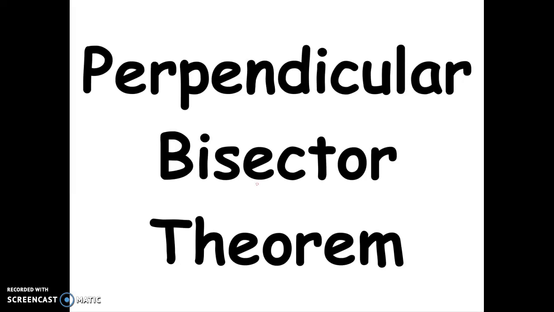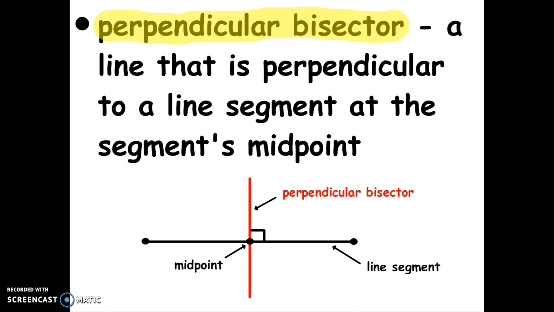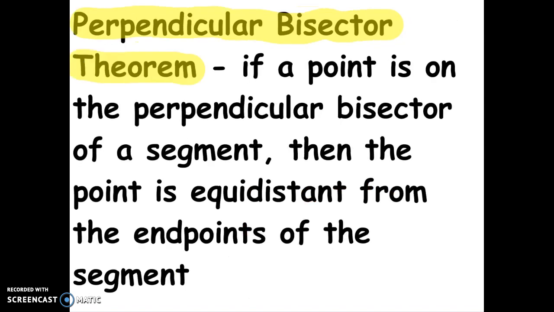Perpendicular bisector theorem. A perpendicular bisector is a line that is perpendicular to a line segment at the segment's midpoint. The perpendicular bisector theorem states that if a point is on the perpendicular bisector of a segment, then the point is equidistant from the endpoints of the segment.